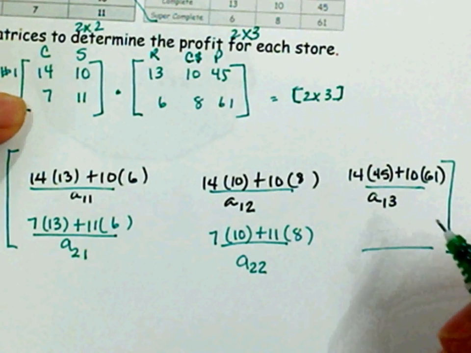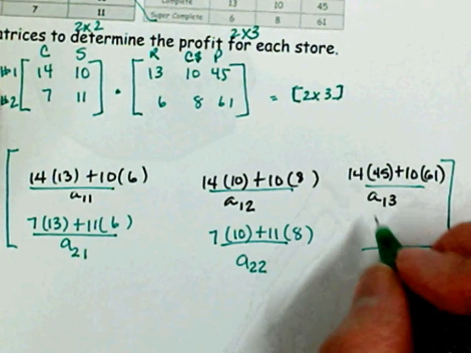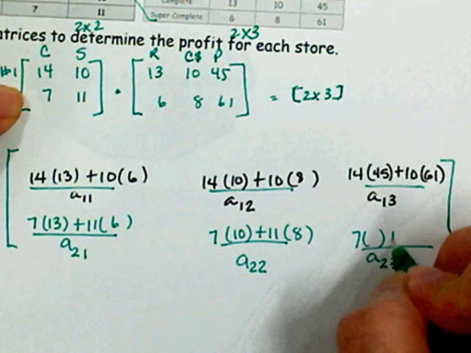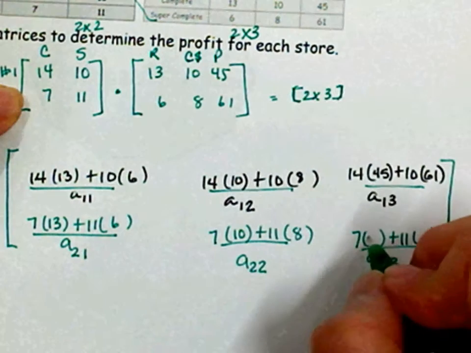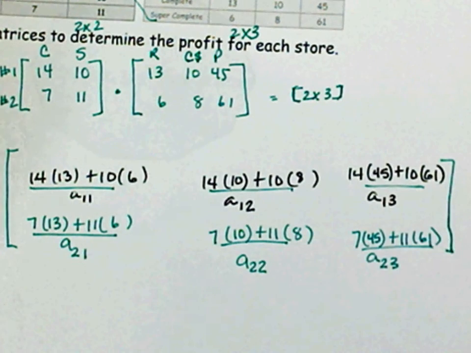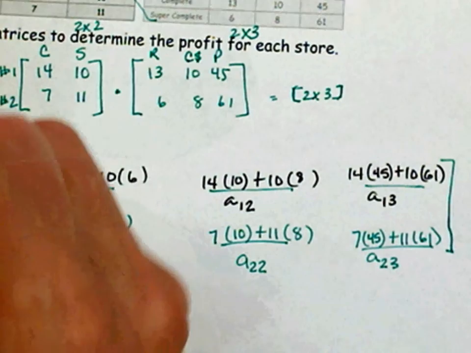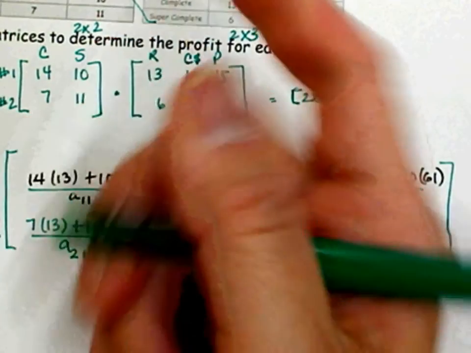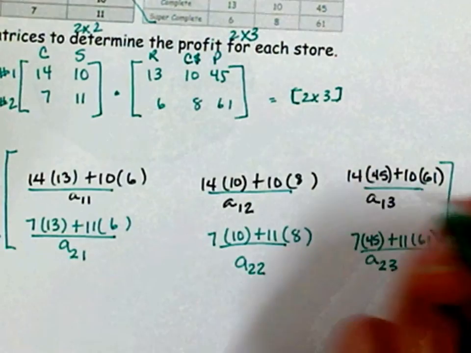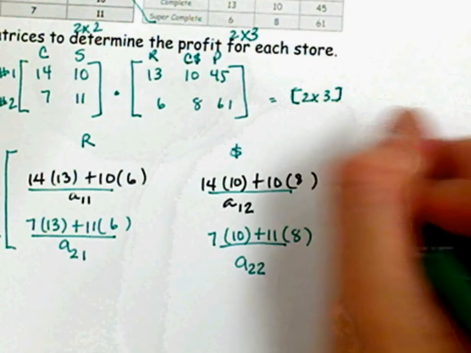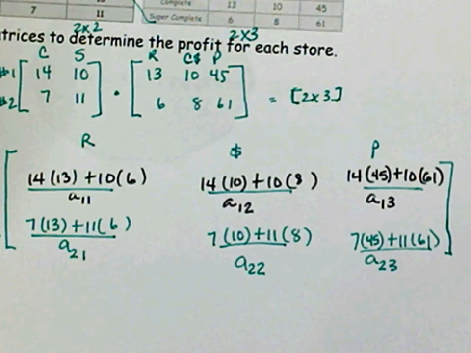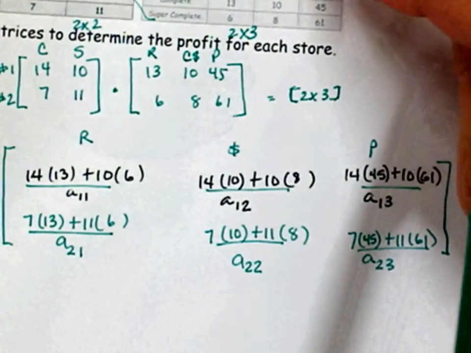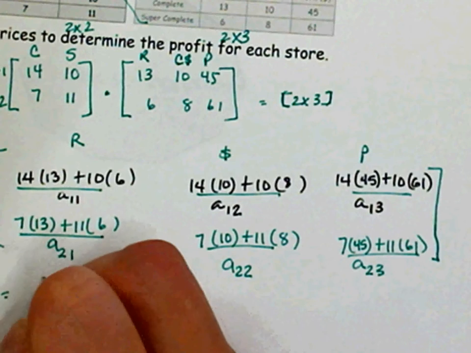And I'll show you how we put this together in a little bit. Second row, third column. Second row is 7 plus 11. Third column is 45 and 61. All right. So keep in mind, here's your store number. Here, we've kind of put the complete and super complete together. So now we have the revenue, the cost, and the profit. See that right there? And that's all I got from here, because these two are the same, so we're trying to define that. And all you have to do is your math.